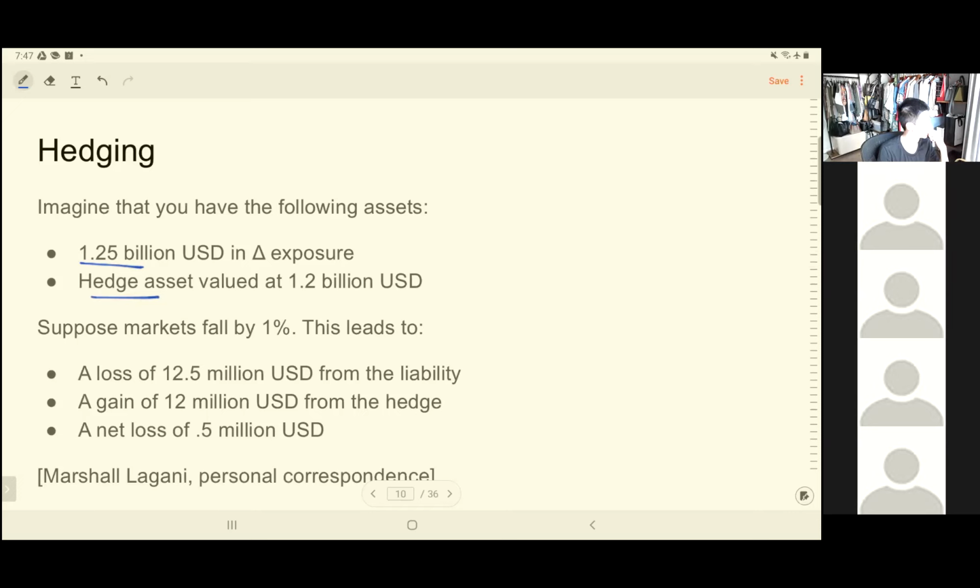And then let's suppose that markets fall by 1%, which leads to a loss of $12.5 million from this liability that we hold, a gain of $12 million, and then a difference which results in a net loss of $500,000.